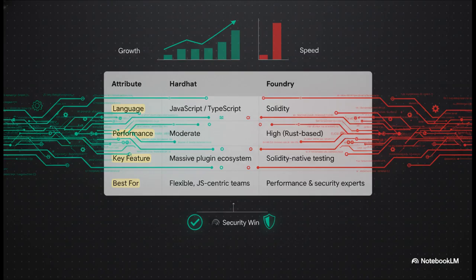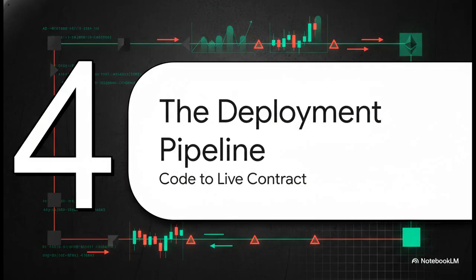It is blazing fast because it's built in Rust, and its killer feature: you write your tests in Solidity. That means no more context switching between languages, which, trust me, is a huge win for catching those really subtle bugs. So, with our tools chosen, we are ready to look at the pipeline itself. You can think of this as the assembly line, the process that takes your contract from just a text file on your computer to an unstoppable force on the global Ethereum network.